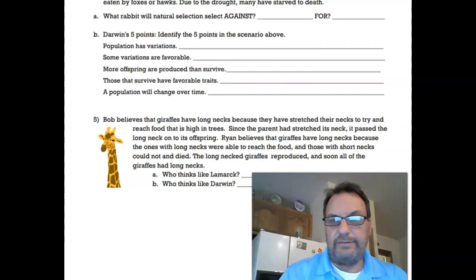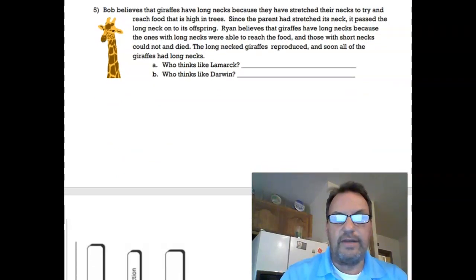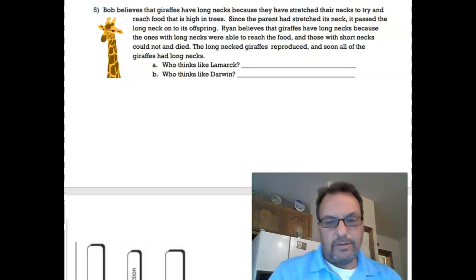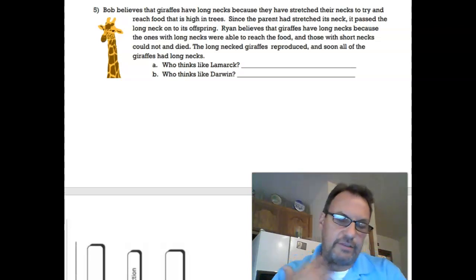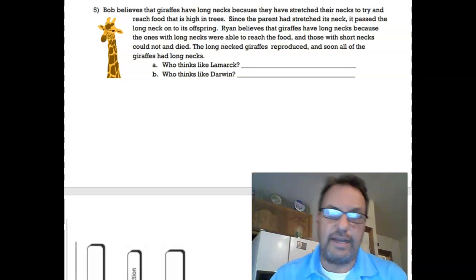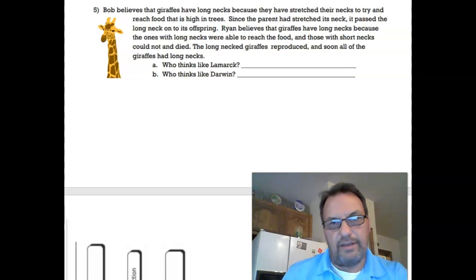Then we'll go to number 5. This one is interesting. We really like it. We're going to talk about, why do the giraffes have the long necks? I know we got to talk about this a little bit before we got out of school. And there was a theory once upon a time that the giraffe's neck was long because it kept having to stretch for food, and it kept stretching. And Bob, in this scenario, believed that the giraffes have long necks because they have stretched their necks to try to reach the food that's high in the trees. And then that stretched neck characteristic was passed on to the offspring.